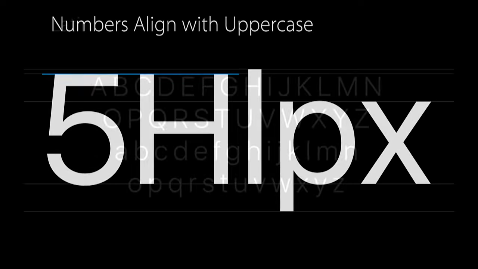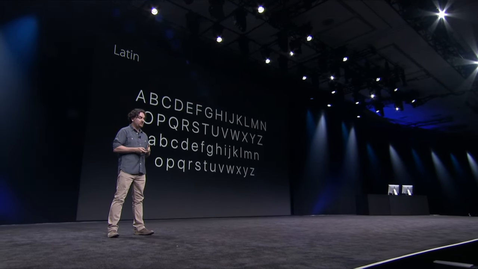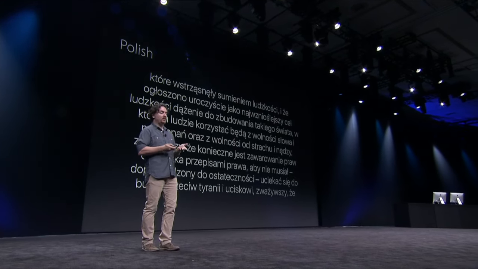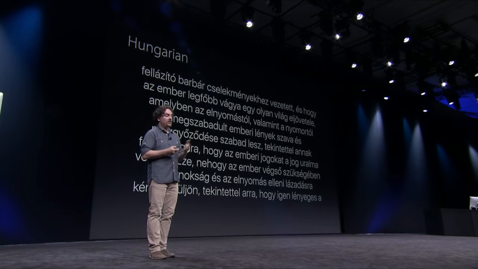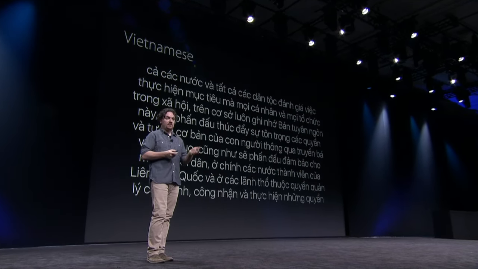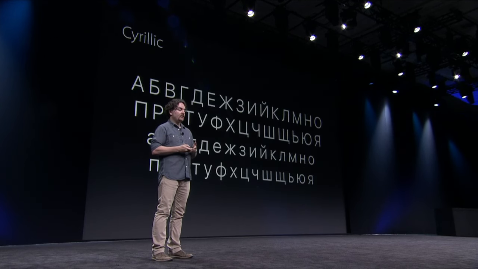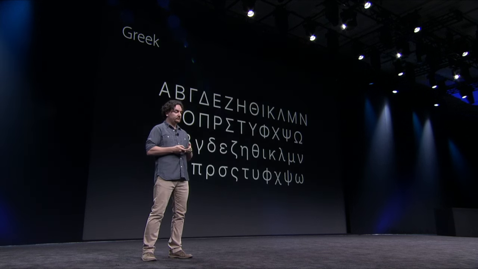SF is a pan-European font, which means it covers the Latin script, which includes languages like Polish or Icelandic or Hungarian, or even languages that need stacking accents like Vietnamese. But it also covers the Cyrillic script, which is used in Russian, and the Greek script.